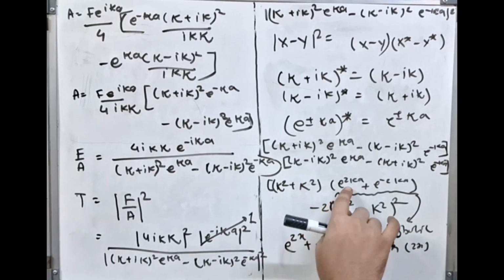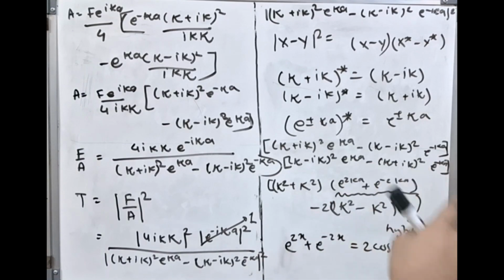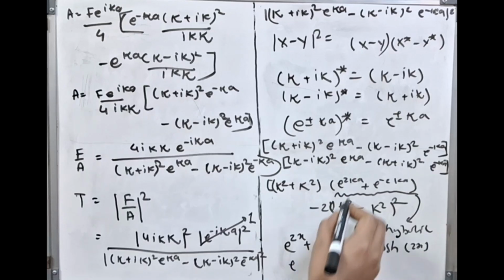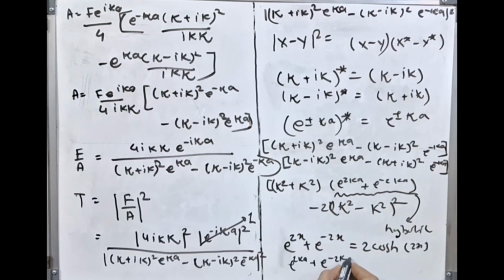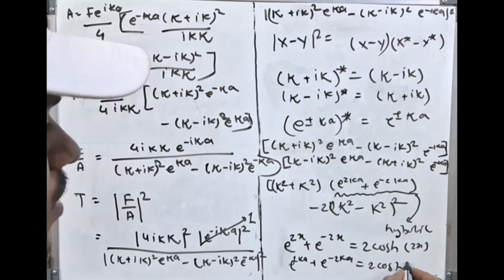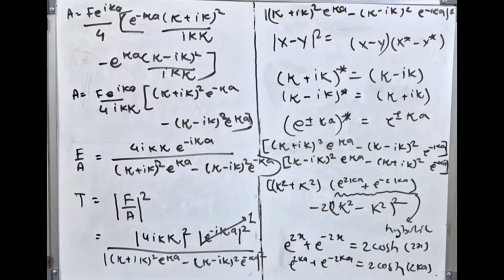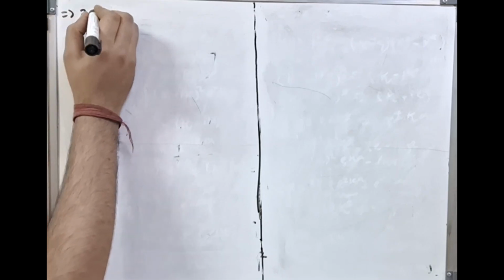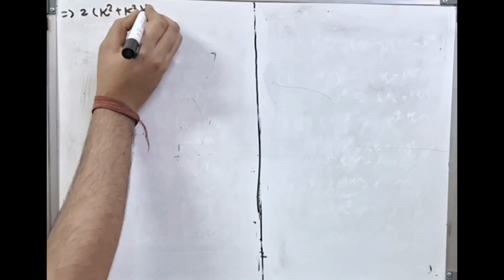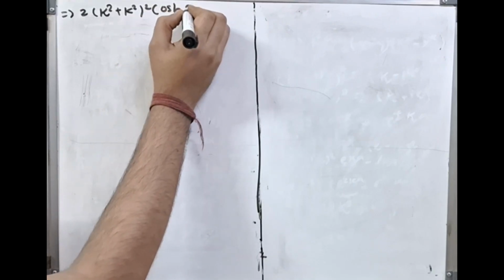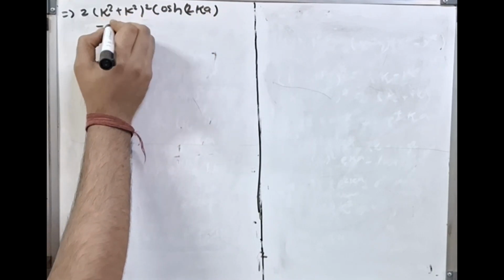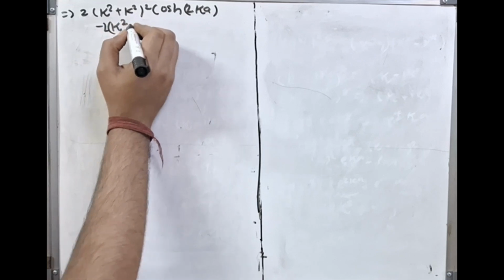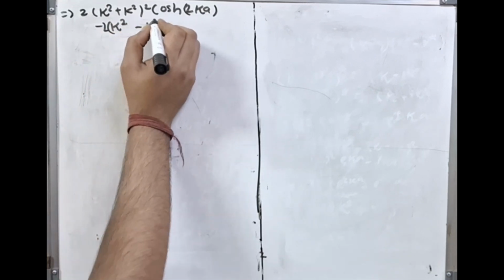So if it is e^(2κa) and e^(-2κa), then we can simply write this as e^(2κa) + e^(-2κa) is 2 cosh 2κa. Now we can factor this. First we will put it inside the equation: 2(κ² + k²)² cosh 2κa minus (κ² - k²)².